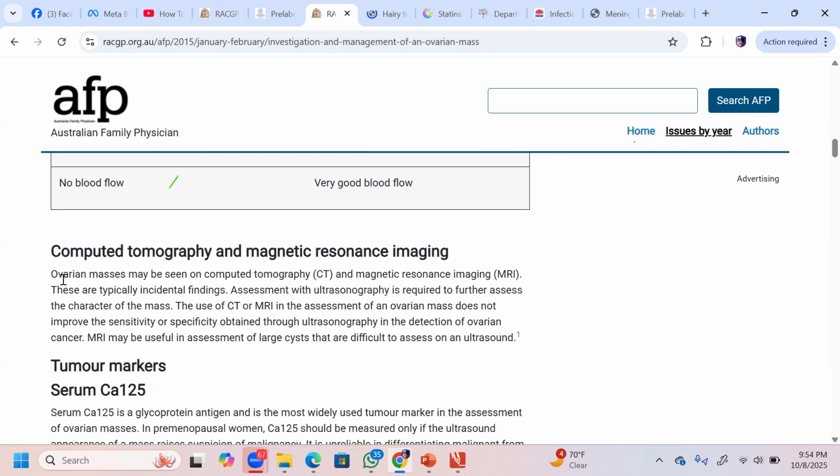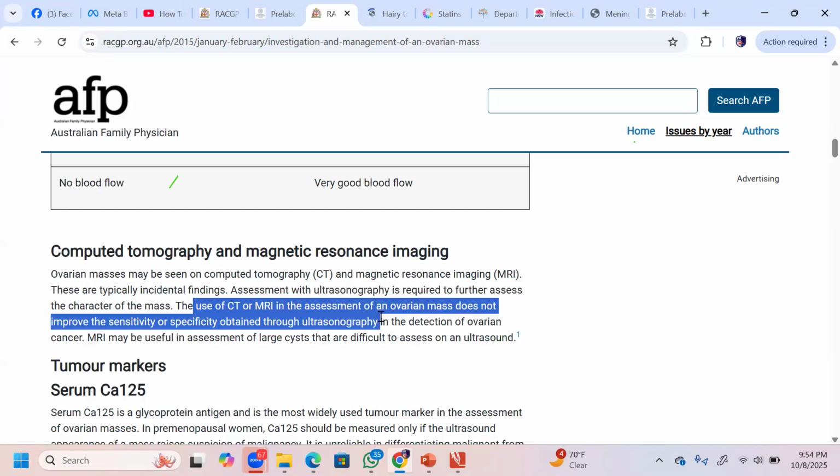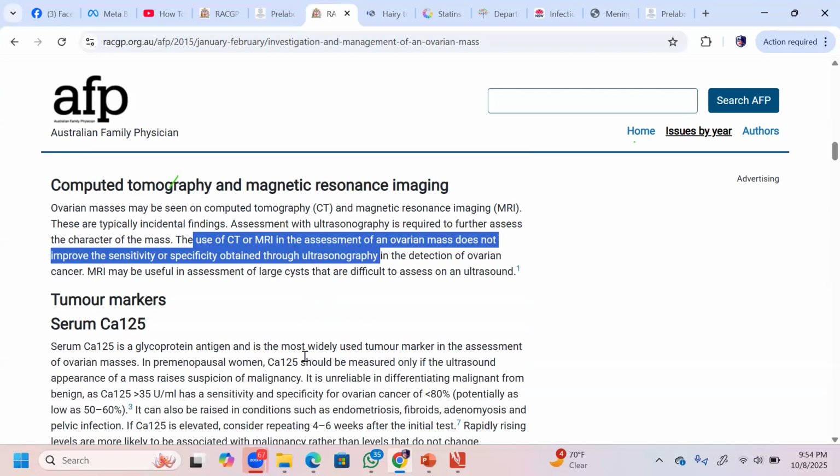After that, ovarian masses may be seen on CT and MRI. These are typical incidental findings, and assessment with ultrasonography is required. So firstly ultrasound, and then you will go with CT and MRI is best. Use of CT or MRI in assessment of ovarian masses does not improve the sensitivity or specificity obtained through ultrasonography. So that's why you have to go with that.